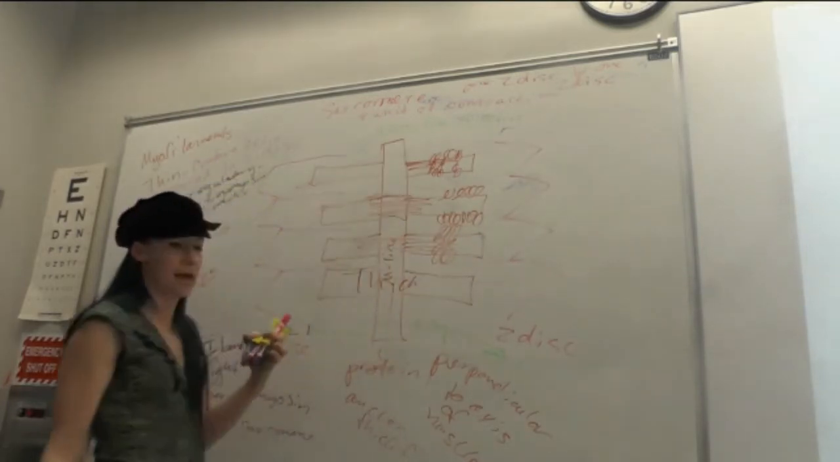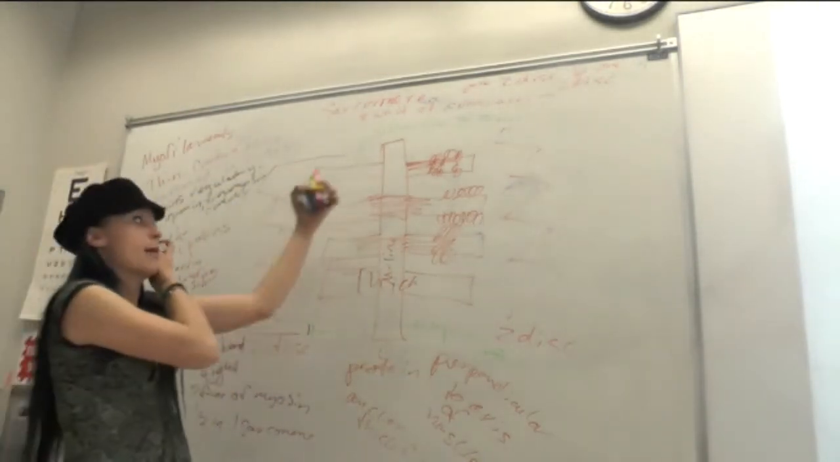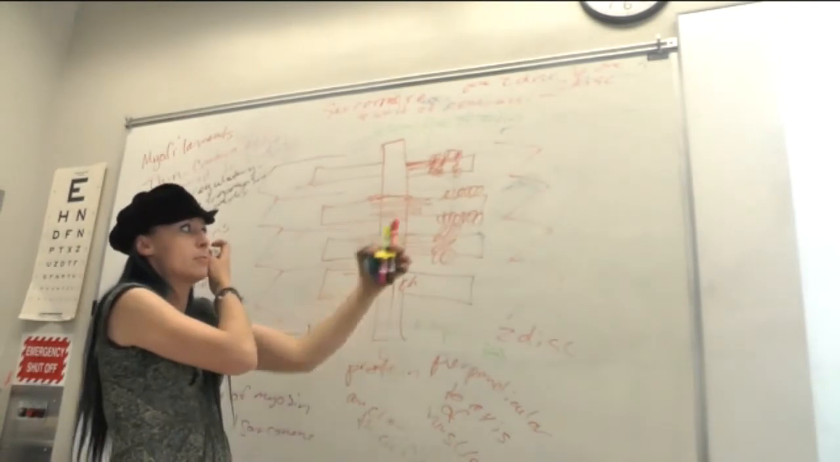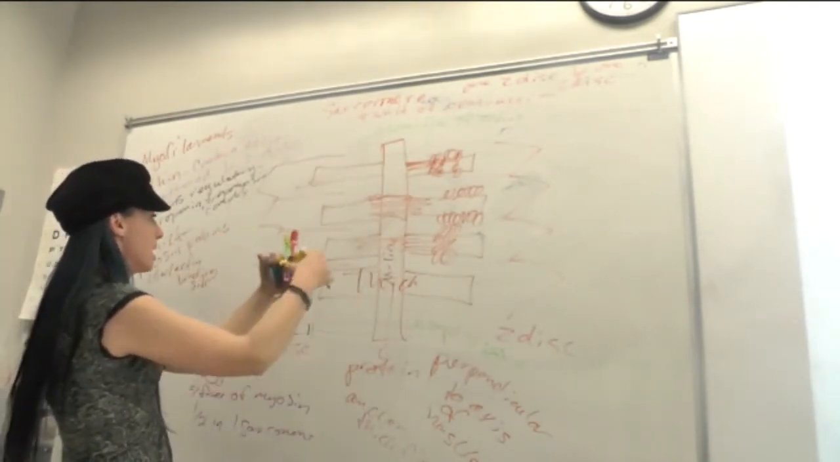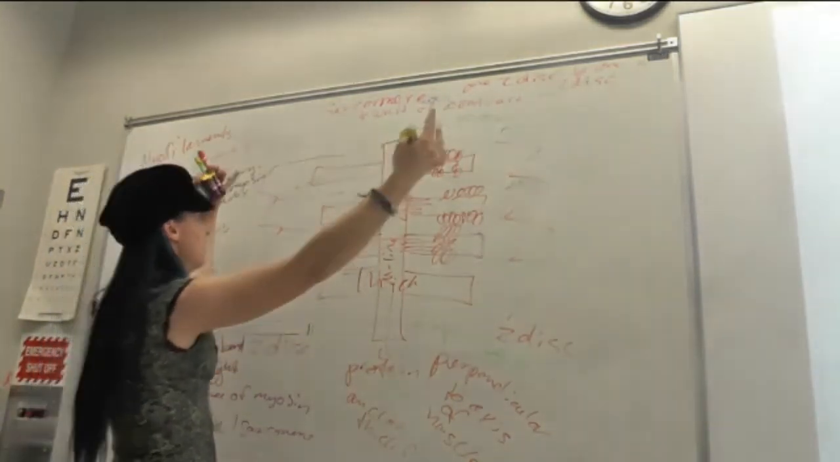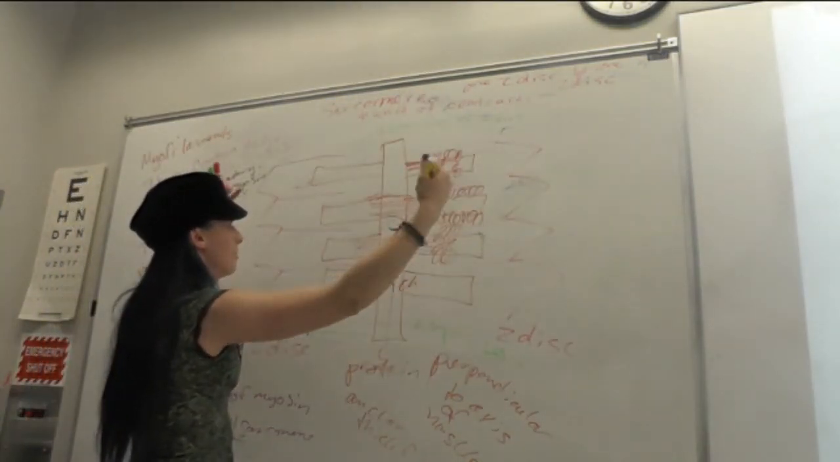But to draw a diagram of a sarcomere, I wouldn't have you draw every myosin head, but I would have you be aware that these are thick. So my thick filaments are anchored to my M line and they're pointing out. My thin filaments are anchored to my Z disc and they're pointing in.